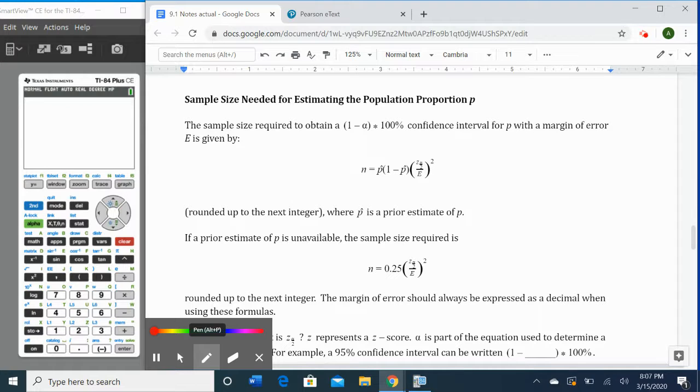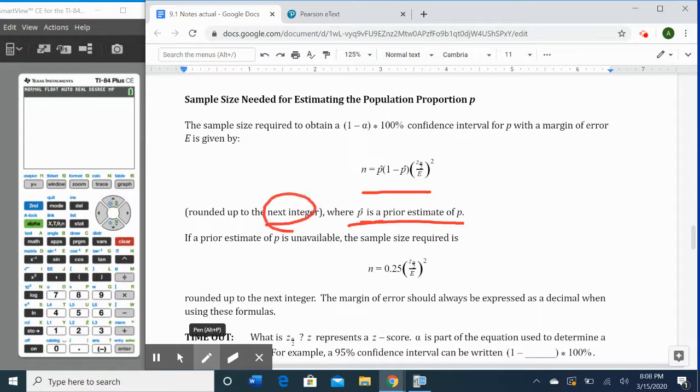The sample size required to obtain a 1 minus alpha times 100% confidence interval for P with a margin of error E is given by this formula. P hat is a prior estimate of P. So n equals P hat times 1 minus P hat times Z sub alpha over 2 over E, squared, rounded up to the next integer.